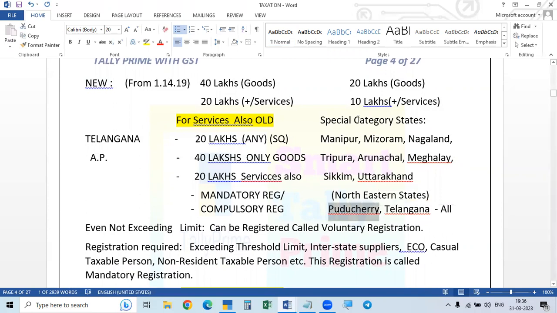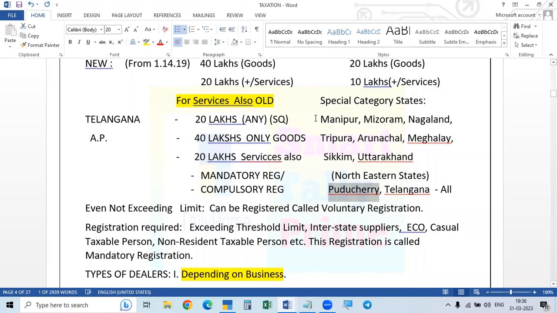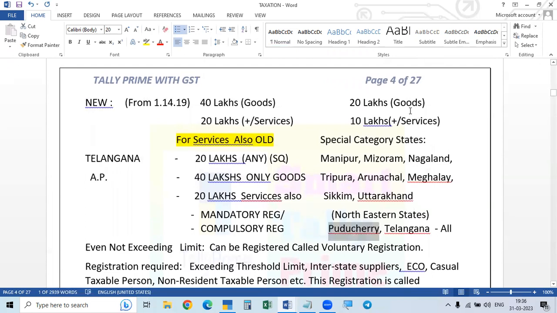For these special category states, they impose a limit of 20 lakhs for goods. And if they are providing services also, providing services means only services, or goods and services, the limit is 10 lakhs. This is called the limit of 10 lakhs of total turnover.